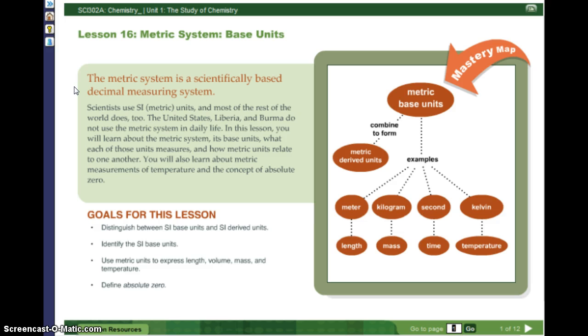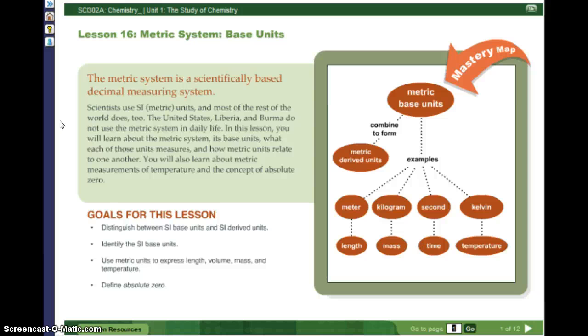All right, so let's go through lesson 1.16, metric system base units. So again, metric base units combine to form metric derived units. Examples: meters measure length, kilograms measure mass, seconds measure time, Kelvin measures temperature. The metric system is a scientifically based decimal measuring system. Scientists use SI or metric units, and most of the rest of the world does too. The United States, Liberia, and Burma do not use the metric system in daily life.